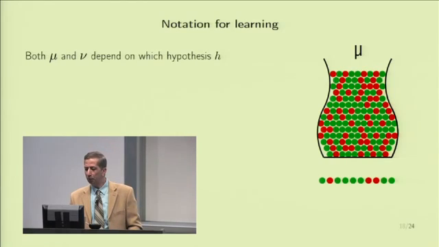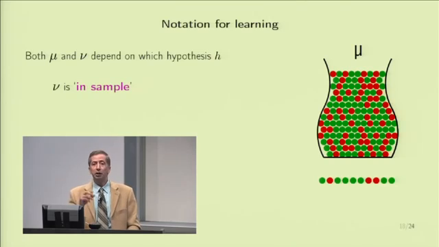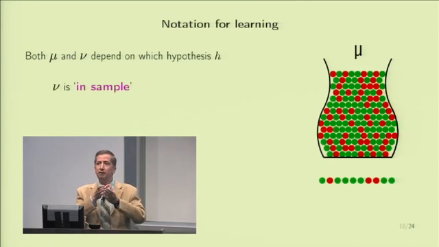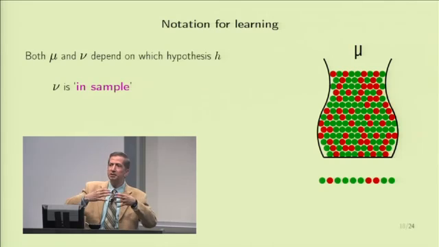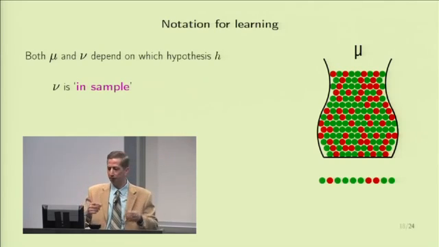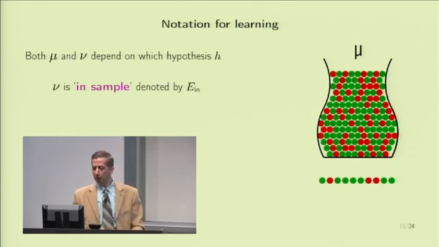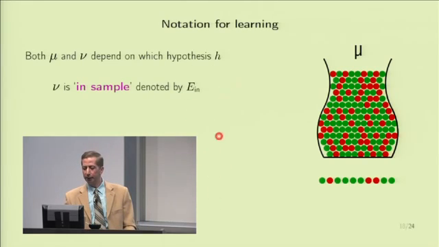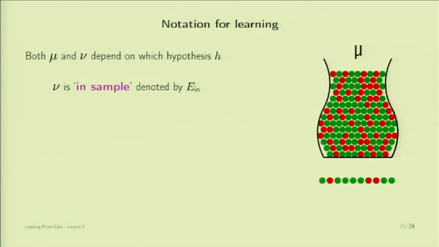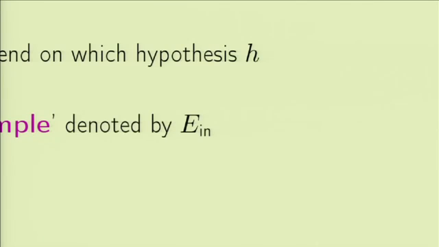So the first thing, I'm going to call mu and nu with a descriptive name. Nu, which is the frequency in the sample you have, is in sample. That is the standard definition for what happens in the data that I give you. If you perform well in sample, it means that your error in the sample that I give you is small. Okay? And because it is called in sample, we are going to denote it by E in. I think this is worth blowing up because it's an important one. So this is our standard notation for the error that you have in sample.